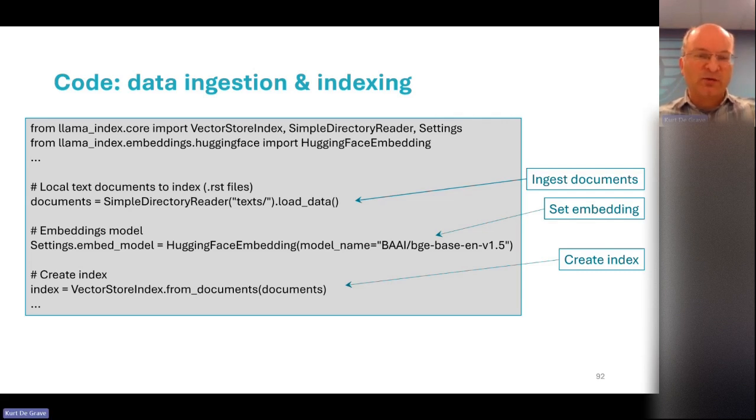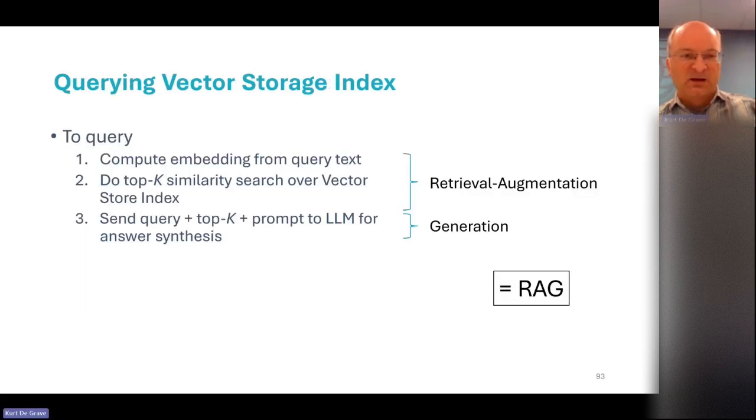You get more computational effort with a bigger embedding model again, but it's usually worth it. You create an index, for example, with the standard vector store index, or in another specialized vector database. So how do you answer a query?